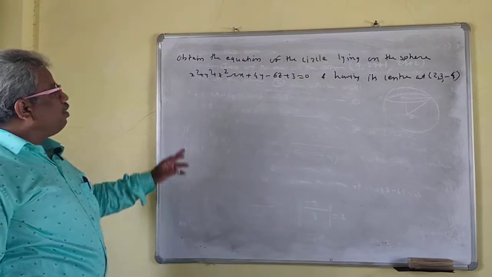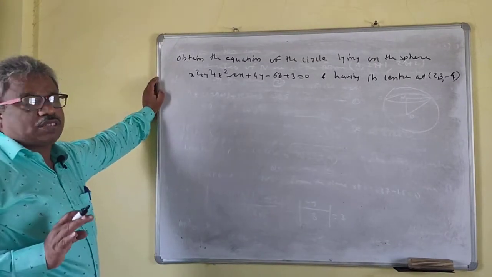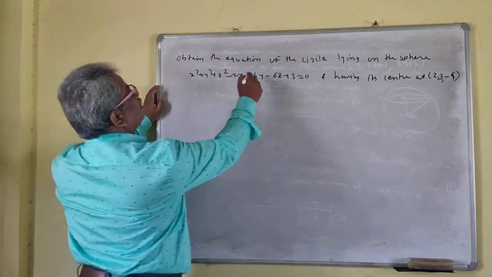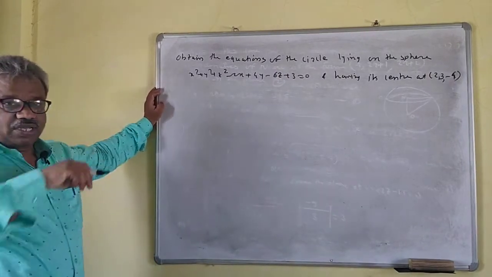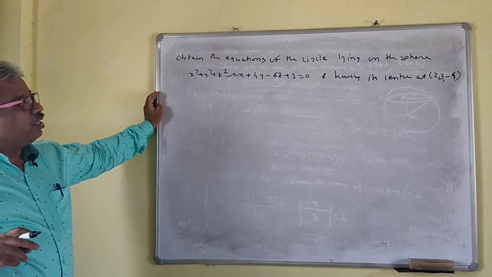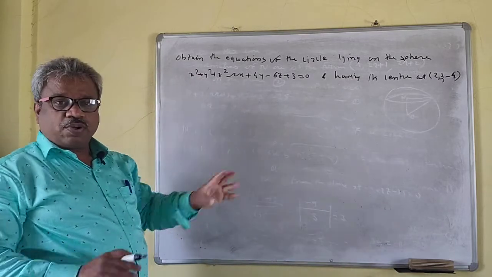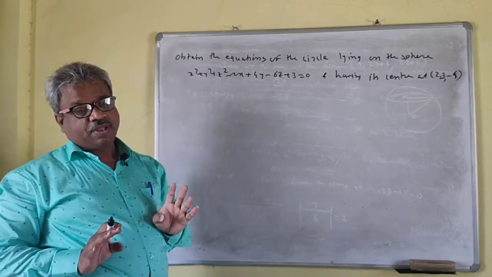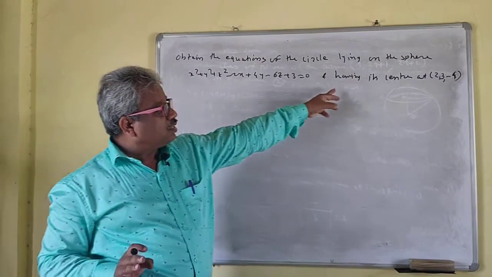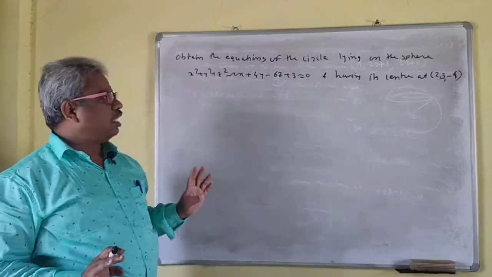Okay, so what do we want? We want to find the equations of the circle. We have one sphere, and we only want to find the equation of the plane. The center of the circle is also given to you.